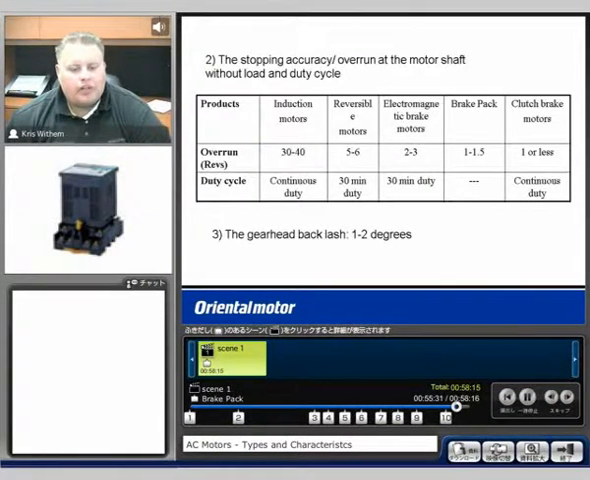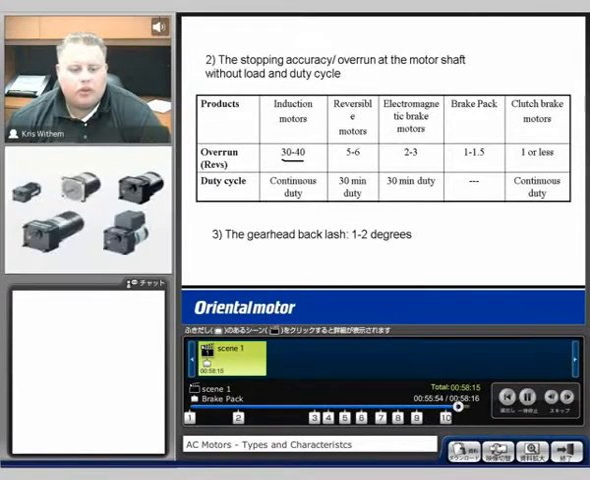Just briefly want to talk about the overrun real quick. The stopping accuracy of our motors is usually important to customers, especially when doing different types of indexing moves or wind-up applications. So induction motors, as we talked about, 30 to 40 revolutions of overrun, continuous duty cycle. Remember that the overrun is with no gearhead and with no load on it. Reversible motors, 5 to 6 revolutions of overrun.